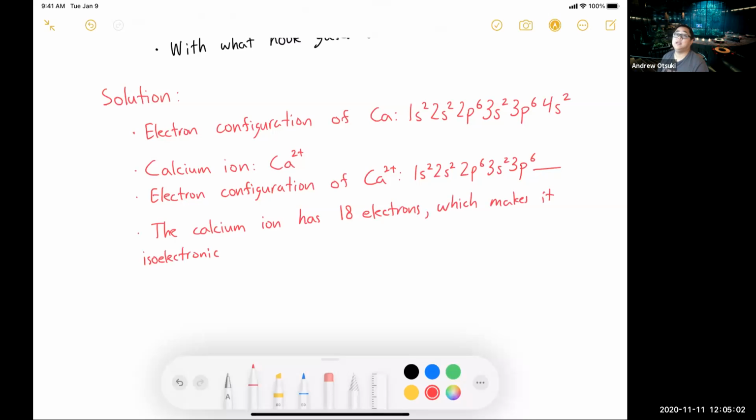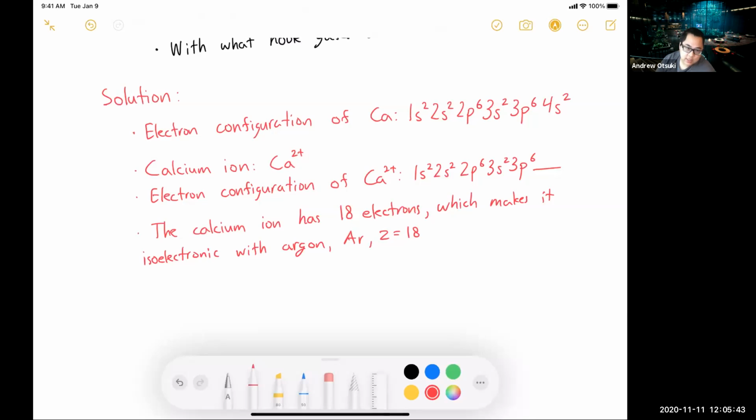So if we look at what has 18 electrons, the noble gas is argon. So argon, a colorless gas, is present in our atmosphere. So the calcium ion is isoelectronic with argon, Ar, with 18 electrons. Okay. So that is how you would do this problem. This is a fair question to expect on an exam or something. So pretty routine.